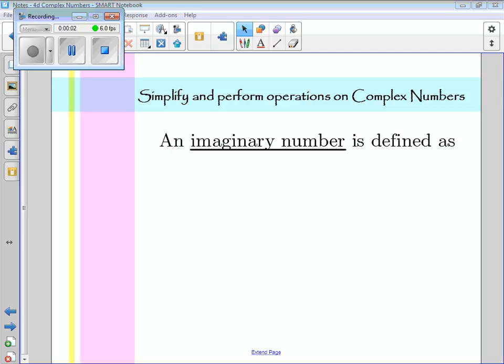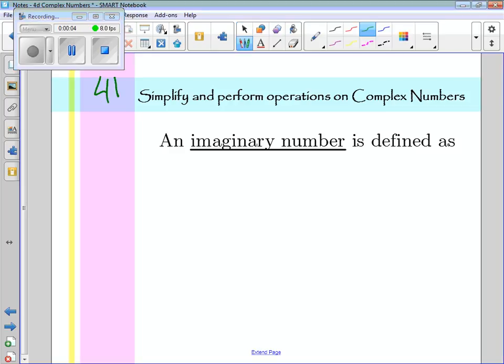So this is 4 key notes, and the learning target is simplify and perform operations on complex numbers. Start off with complex numbers. The first thing is an imaginary number, and the imaginary number is defined as the square root of -1. And we represent this with the letter i. So anytime you see an i now in math, that represents the square root of -1.